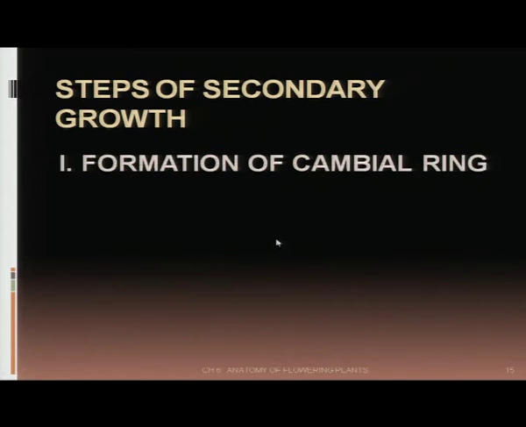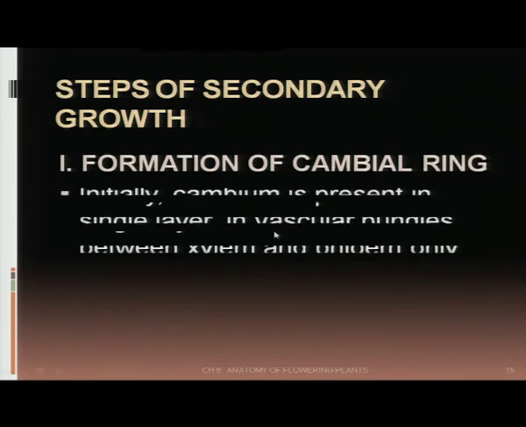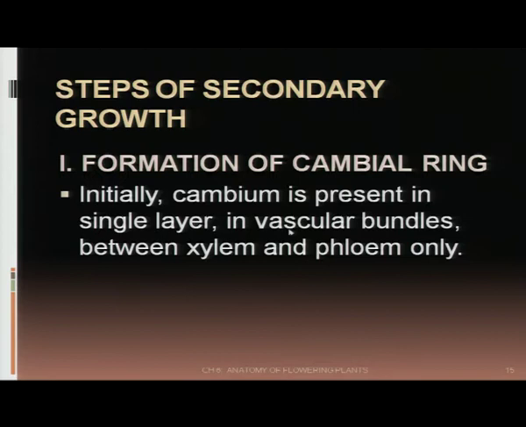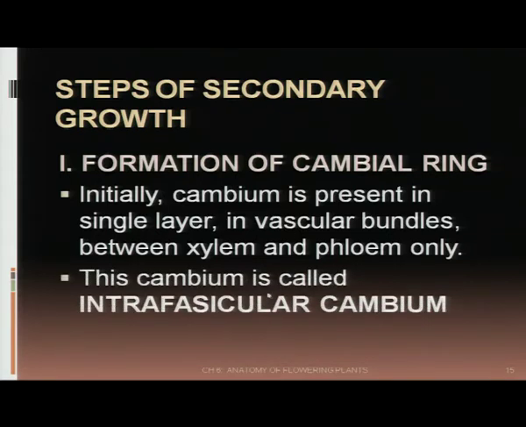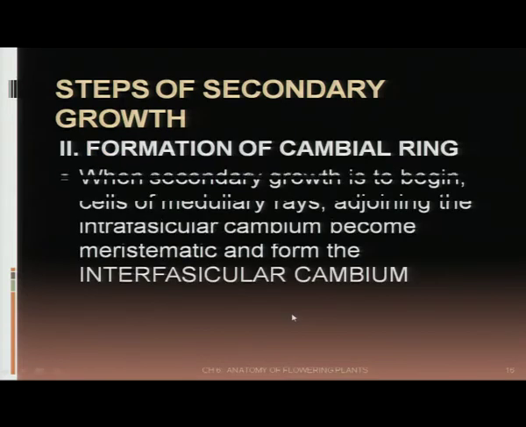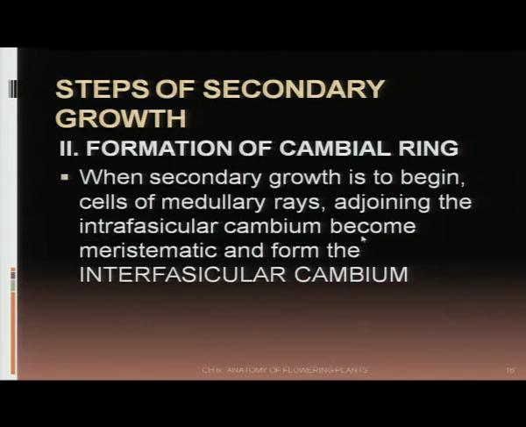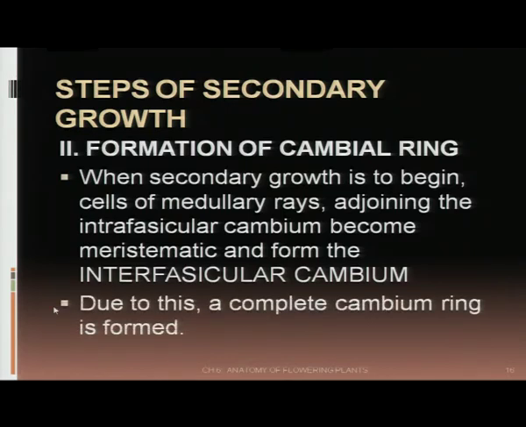What are the steps of secondary growth in dicot stem? First of all, a complete cambial ring is formed. Initially, cambium is present only in a single layer in vascular bundles between xylem and phloem only. That is what I just said. This cambium is known as intrafascicular cambium. Later, when secondary growth is to begin, cells of medullary rays adjoining the intrafascicular cambium become meristematic and form interfascicular cambium. Due to this, a complete cambial ring is formed.